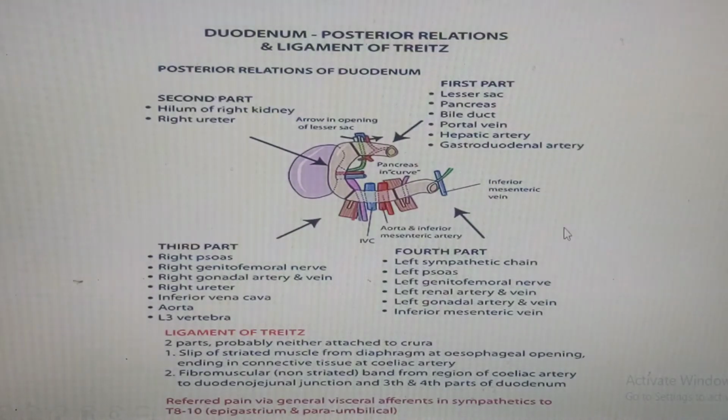Now, by way of showing you, yes, there was a question that you should tell the posterior relations of what we call the first part of the duodenum. So the posterior relations of the first part of the duodenum, apart from relating to what we call the lesser sac or the omental bursa, also relate to some portion of the pancreas. Some portion of the pancreas will be related there, but it will not be that significant.